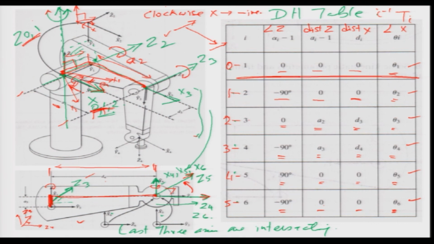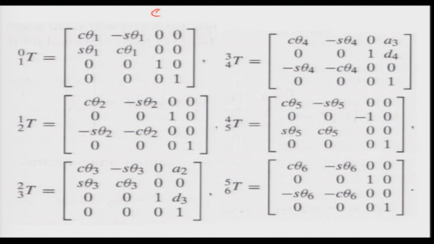Then similarly, I take the second row, put it in the generalized matrix, and get my second transformation matrix, then third, fourth, fifth, sixth, in that order. And if you do that, what we get is our transformation matrices relating one frame to the other frame. So, we have the first one, which is relating 0 to 1, then we have 1 to 2, then 2 to 3, 3 to 4, 4 to 5, and then 5 to 6, okay.